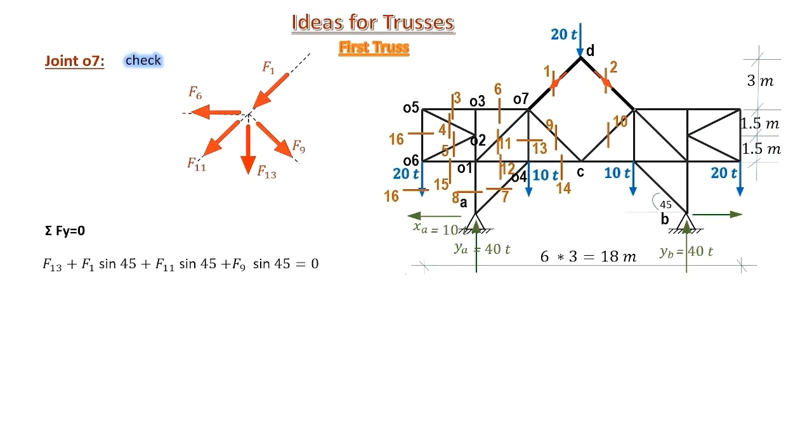We have F13, component of F11, component of F9, and component of F1. We substitute for the value of each force in this equation and we just make sure that it is fulfilled. In other words, it equals 0. So, after computations, yes, the equation is correct and equals 0, which means that we computed those particular forces in those particular members correctly.